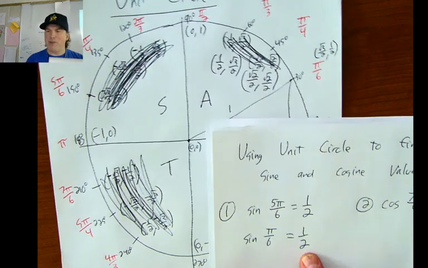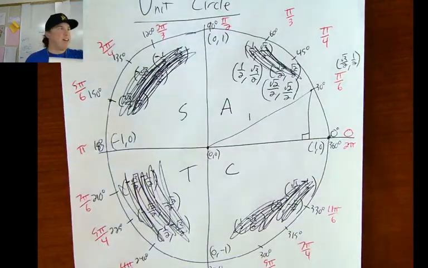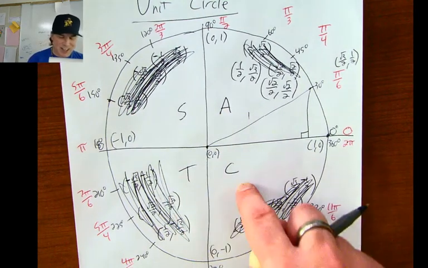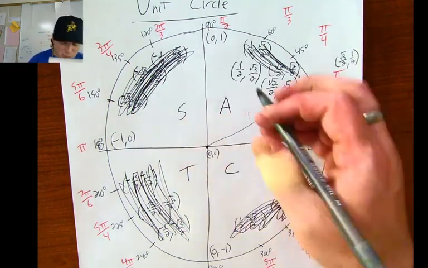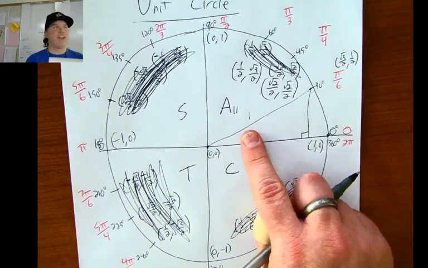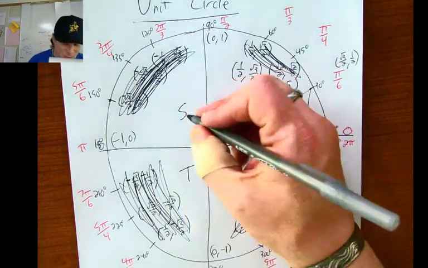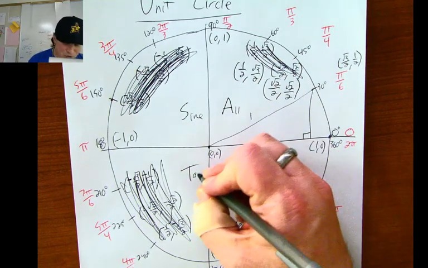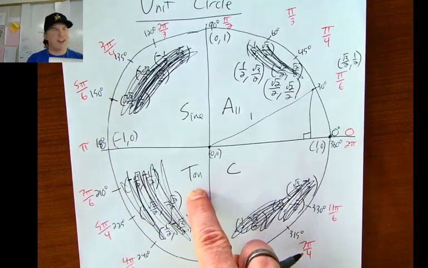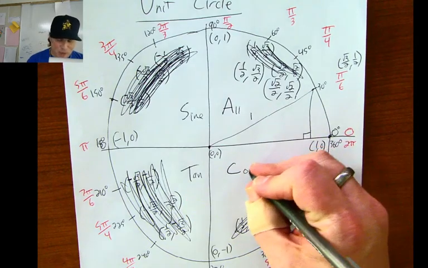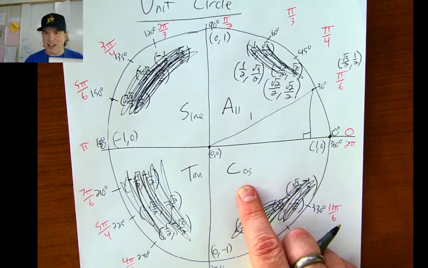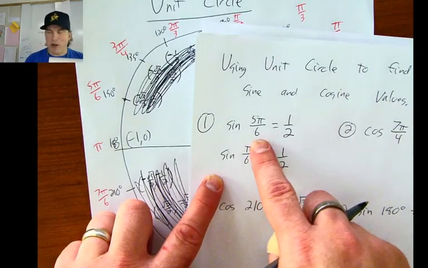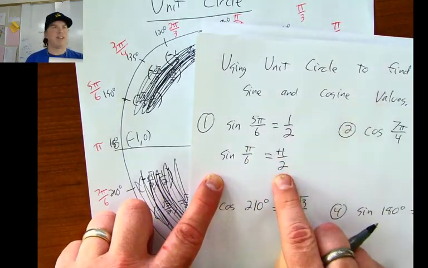How do you know if it's positive or negative? Hey, Mr. Telling, all students take calculus. That means that in the first quadrant, everything is positive. In the second quadrant, only sine is positive. In the third quadrant, only tangent is positive. And in the fourth quadrant, only cosine is positive. Because this was sine in the second quadrant, these answers are positive.